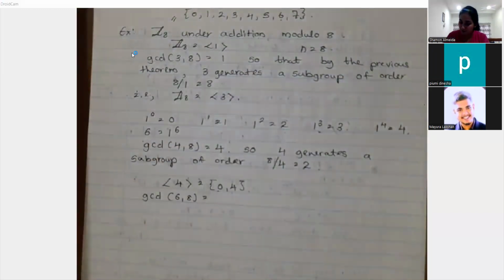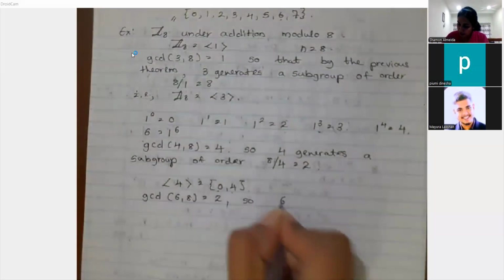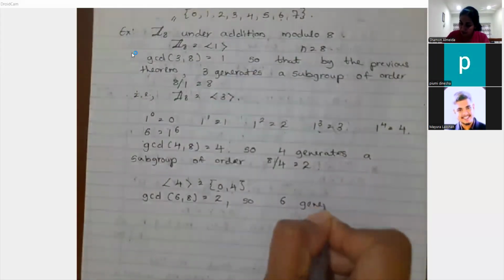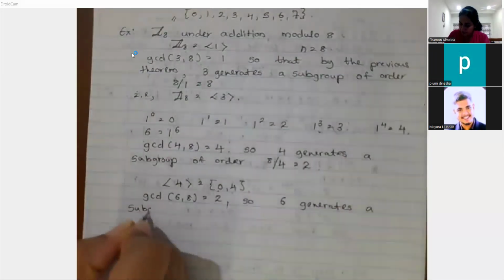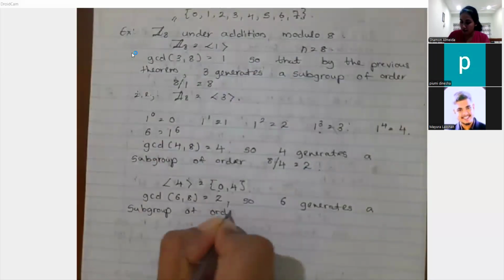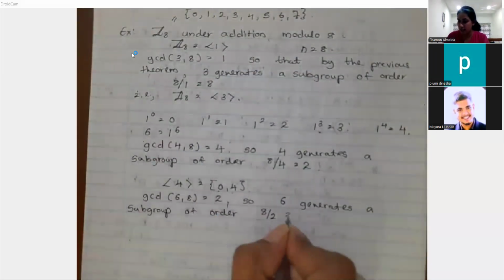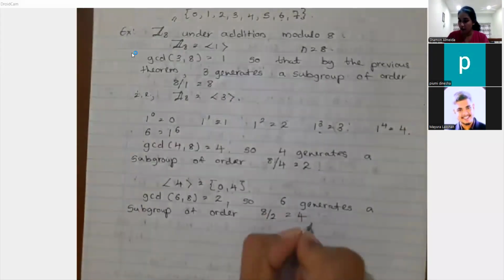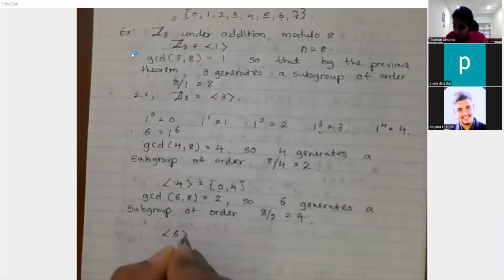That is 2, right? 2. So we have 6 to generate a subgroup of order 8 over 2, n over d, right? So of order 4, that means it has 4 elements. So let's start writing the elements in this group.